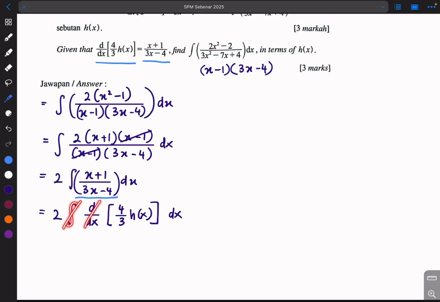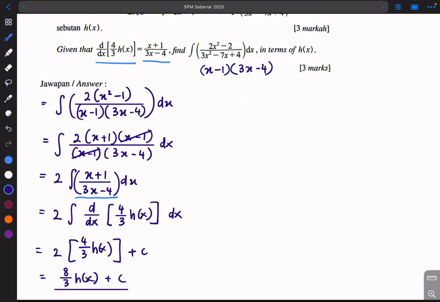So this will basically cancel off because you integrate a derivative, it will cancel off. So here we'll get 2 times 4 over 3 hx. Okay, here you have to remember this is an indefinite integral. That means there are no limits. So when you integrate, you have to plus c. So this will be 8 over 3 hx plus c. Done.